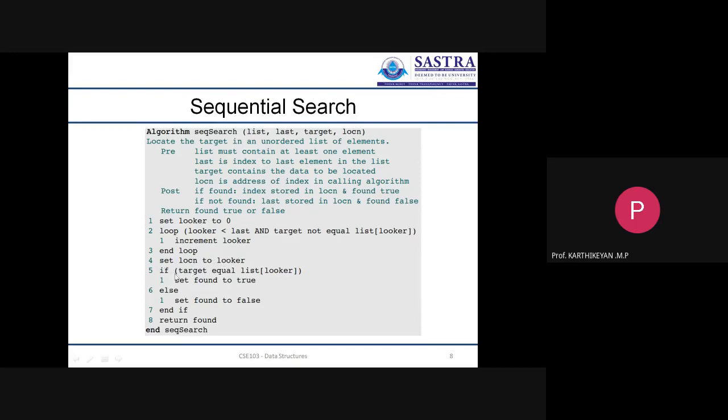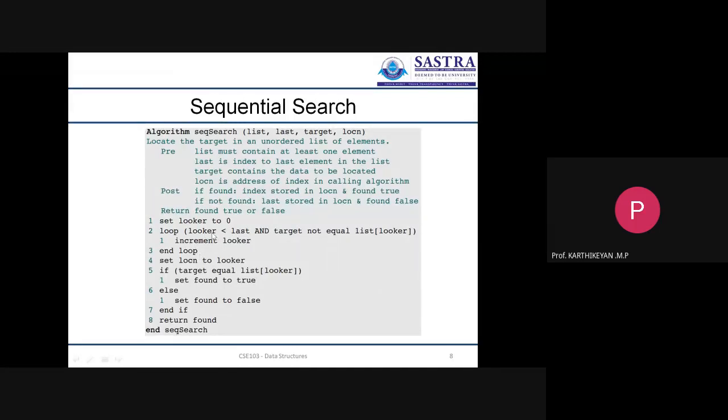And we are checking if the target is equal to the list. The loop may terminate in two cases. The first case is if the target is equal to the list value. If the list contains the target, then the loop will exit. Or when the looker becomes more than the value of the last index, then the loop will exit.